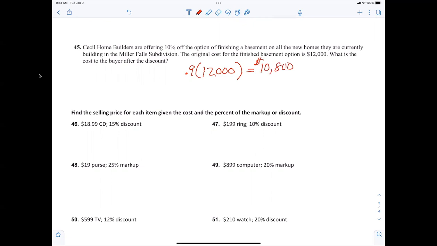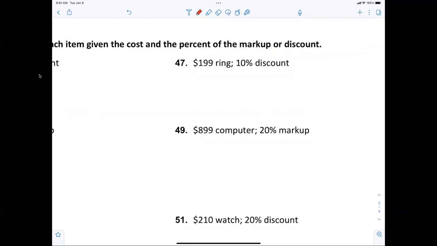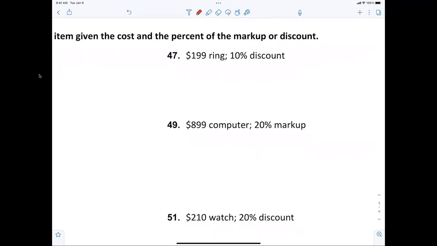47. All right, same thing. You're going to get a discount of 10% on your ring. So what do we have to do? 0.9 times 199. That is correct. It's 179.8. Like this? Yeah. $179.10. Perfect. All right. You're up.